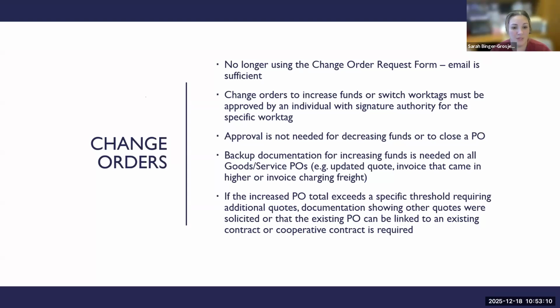If the request that you send over to us exceeds a certain threshold, like those ones that I went over in an earlier slide that require additional quotes, then we will need documentation showing other quotes were solicited, or the existing PO may be able to be linked to an existing contract or a cooperative contract. Or we may require a competitive exception if a sole source can be justified.